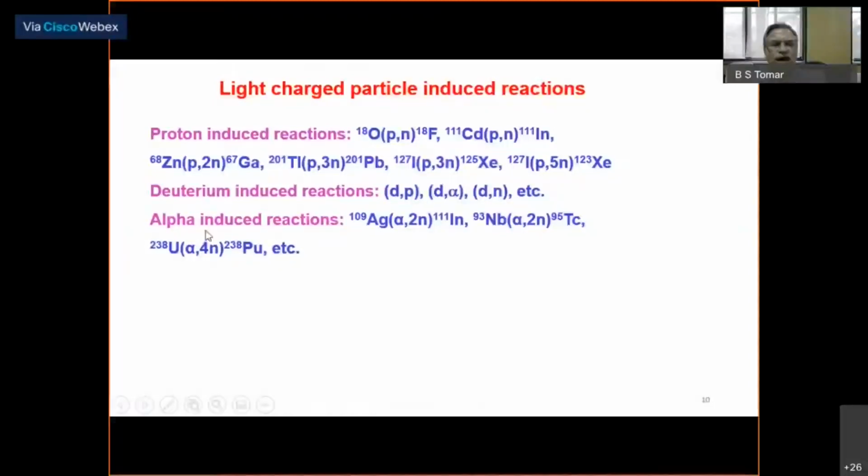Alpha particle induced reactions, you have alpha 2n, alpha 4n, different types of reactions. So once an alpha particle forms a compound nucleus with the target nucleus, the compound nucleus has the excitation mode of emission of neutrons, even protons, or even if you have very heavy nuclei like uranium, it can undergo fission also. So light charged particles will have this type of reactions taking place.